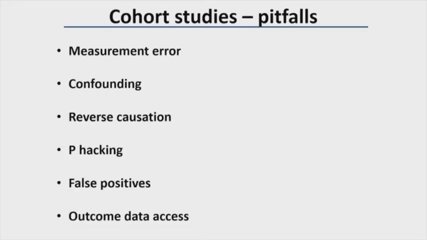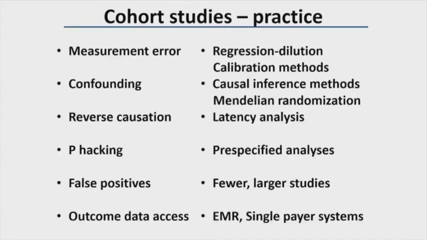Just finally, all of the problems associated with cohort studies. We've learned a lot over the last 20 years about how to mitigate those problems. We've heard about regression dilution and calibration approaches to deal with measurement error. MR, when it works, can help with confounding. Latency analysis, we heard, is very important. If there's any reverse causation, this continues to be a problem. I think the biggest problem is false positives due to people analyzing small, underpowered studies. And that's something that, as a group in consortia, we can do.